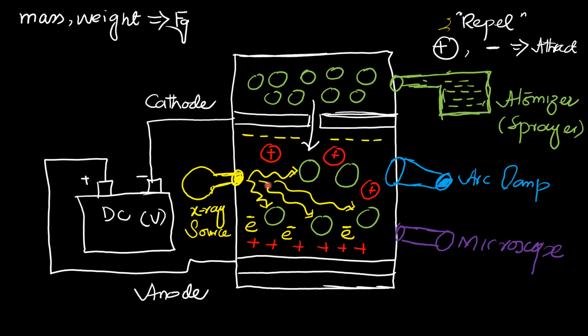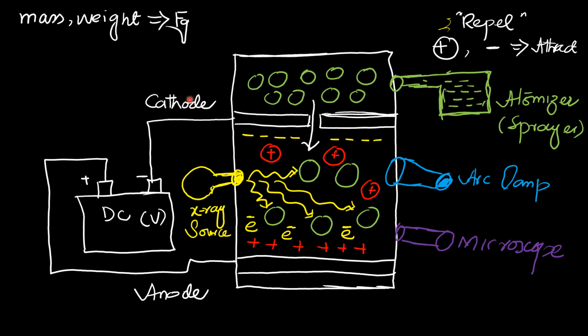Since you know that the electrodes are connected with the positive and negative terminals of the battery, the cathode is connected with the negative terminal of the battery, so it has a negative charge on it, whereas the anode is connected with the positive terminal of the battery, so the anode has a positive charge on it.